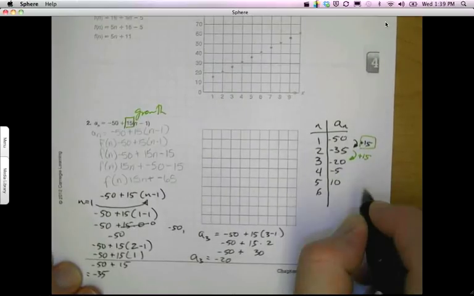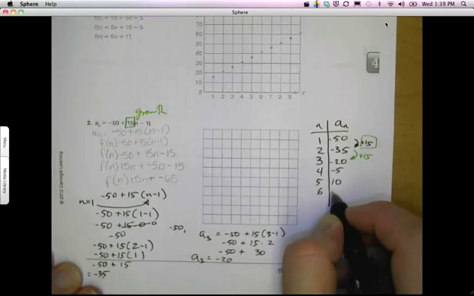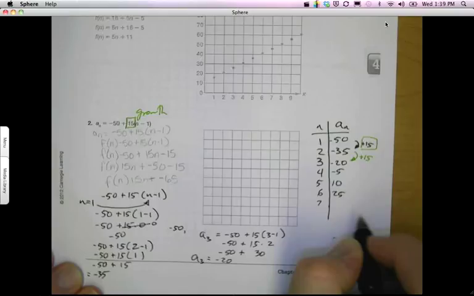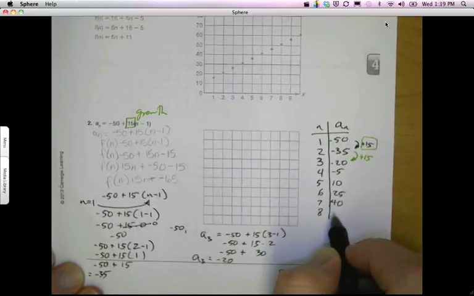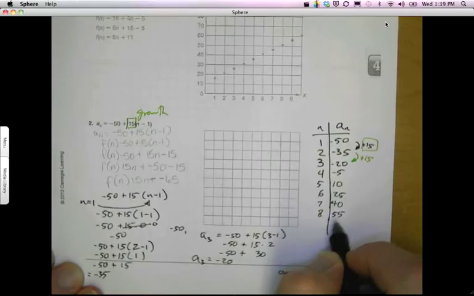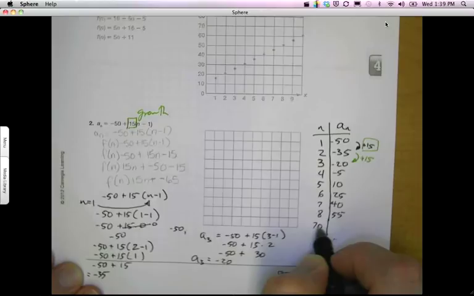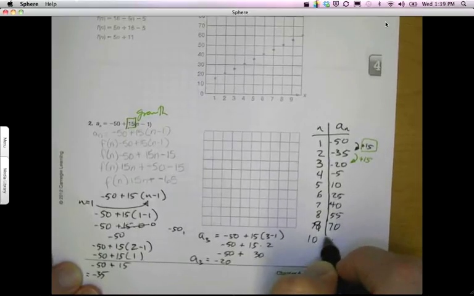Positive 10. And then what's 10 plus 15? 25. Now that you're in the positive numbers, it's a lot easier. So what's 25 plus 15? 40. What's 40 plus 15? 55. What's 55 plus 15? 70. And what's 70 plus 15?